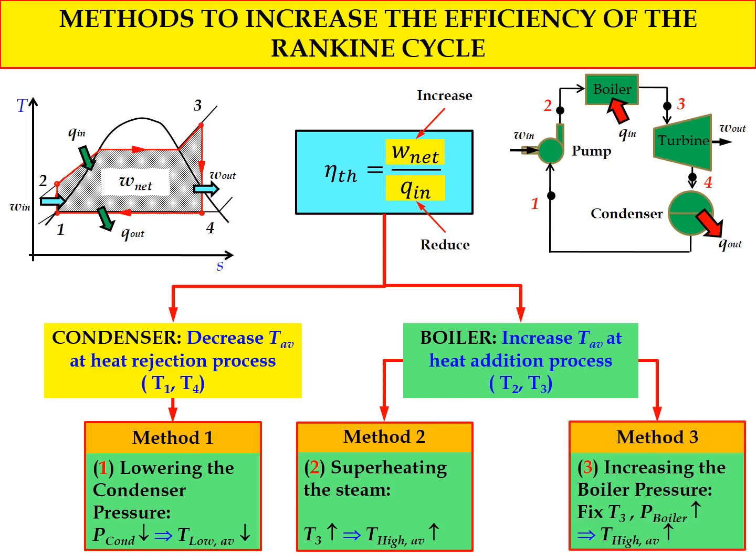The third method, still under the modification at the boiler by increasing the value of T average during the heat addition process, is where we fix the value of T3 and then increase the value of the boiler pressure. By using this method, the value of T high average during the heat addition process will increase. Thus, the value of W net will also increase for the Rankine cycle.